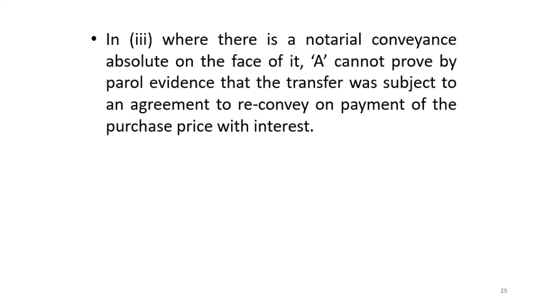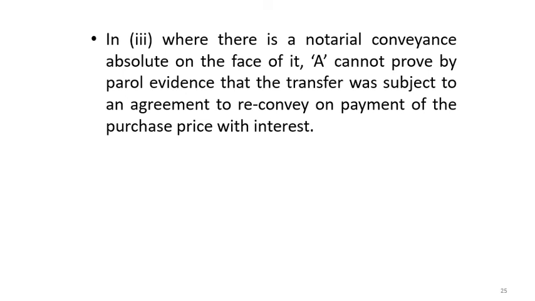Third situation. What's the third situation? Alleged by the transferor by parole evidence. In item 3, where there is a notarial conveyance absolute on the face of it, A cannot prove by parole evidence that the transfer was subject to an agreement to reconvey on payment of the purchase price with interest.